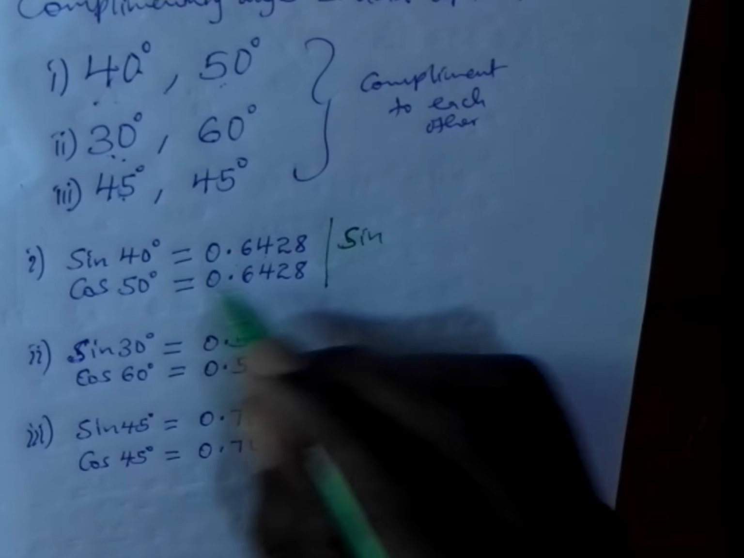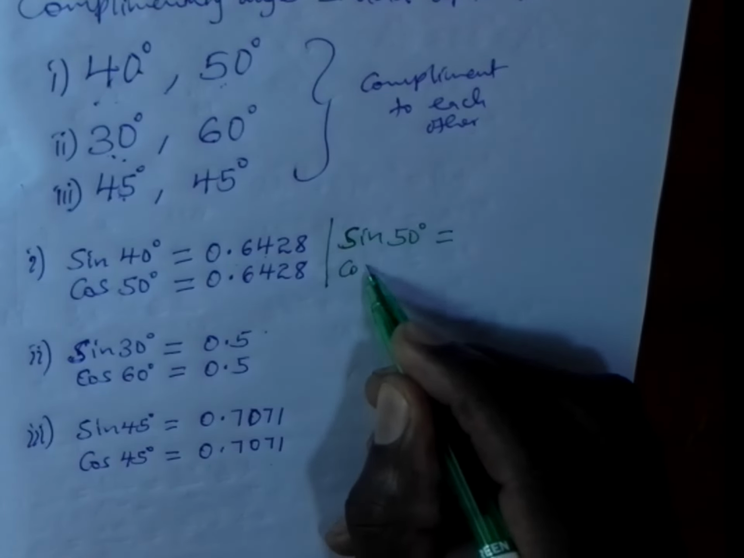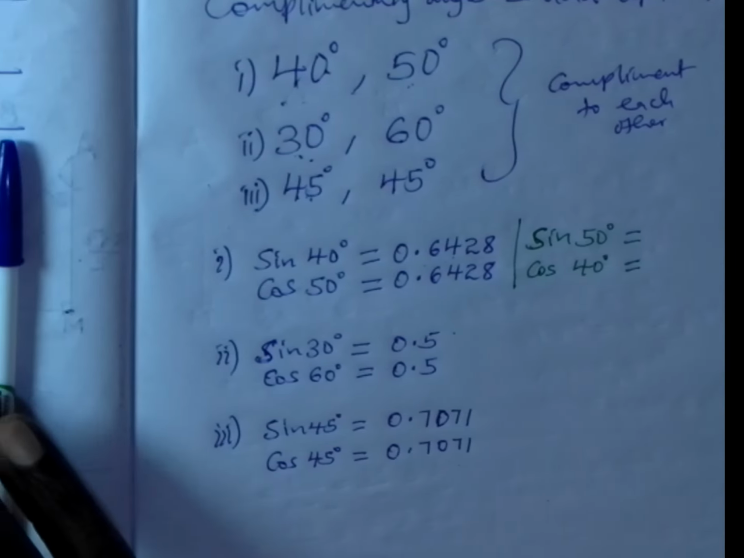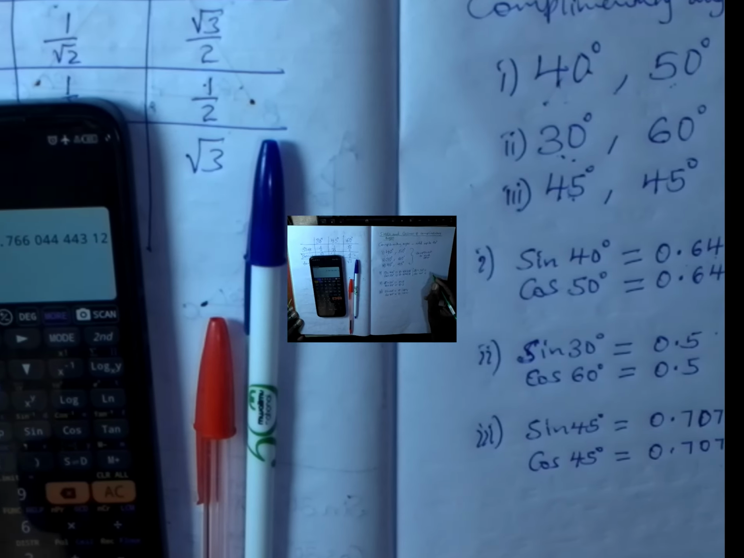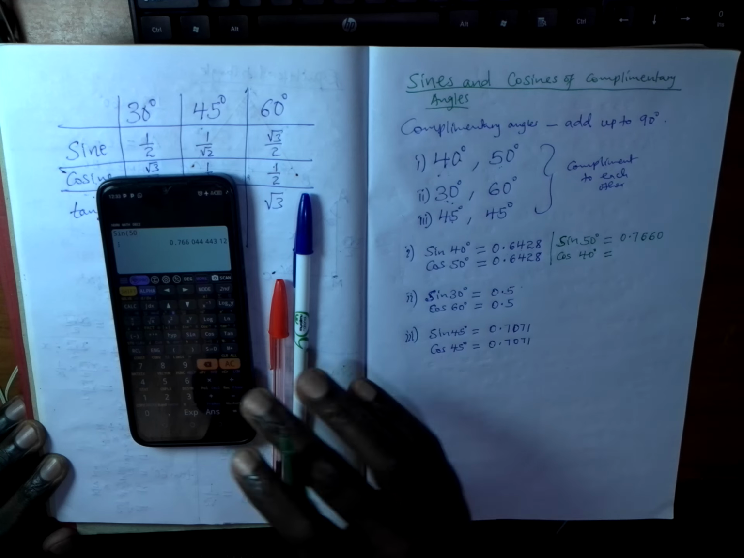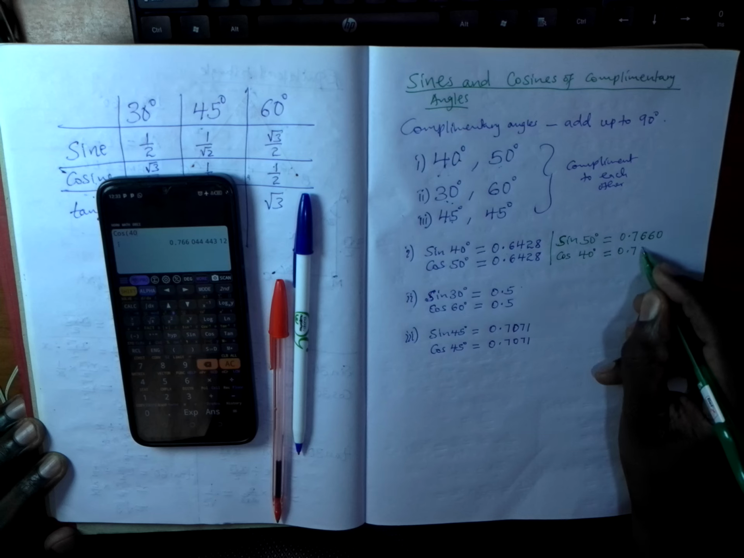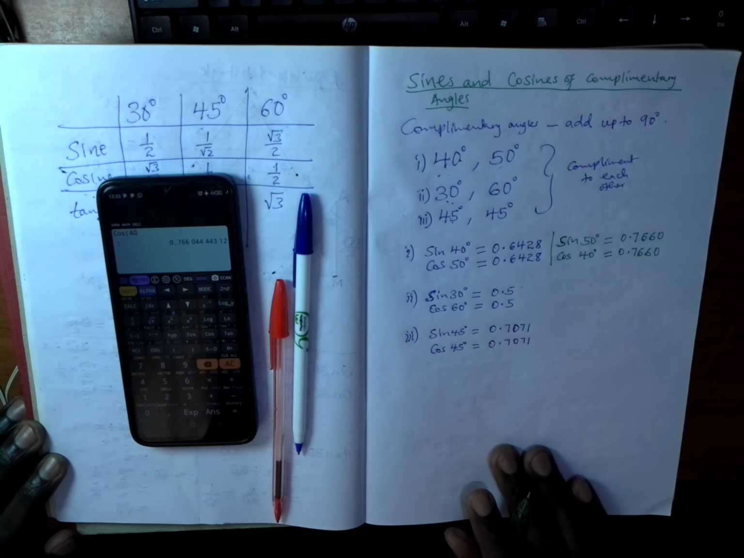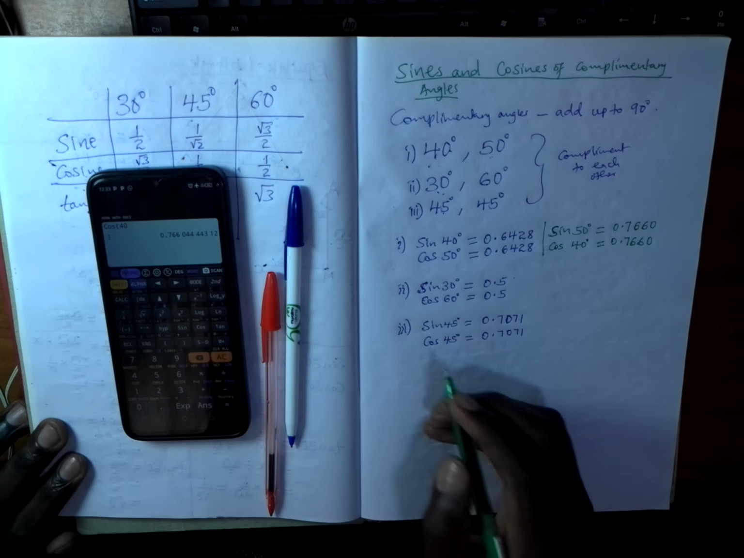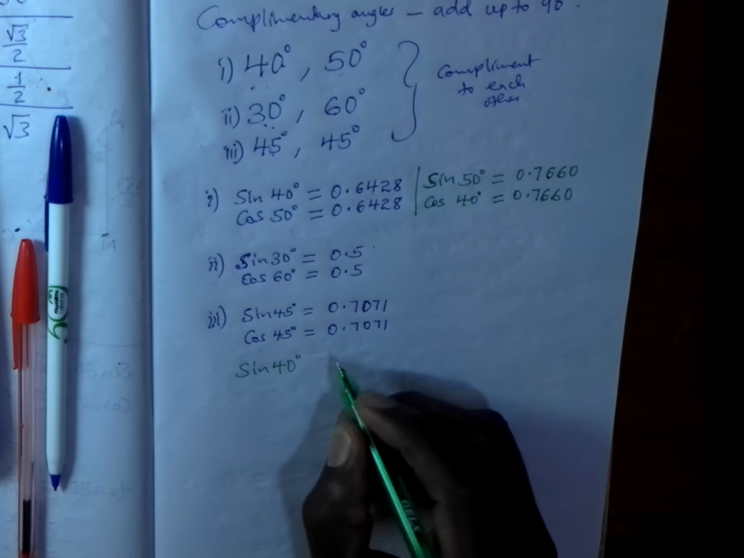The same case, even if at this juncture we try to find sine of 50 degrees and cosine of 40 degrees. Sine of 50 degrees will be 0.7660, and cosine of 40 degrees is still 0.7660.